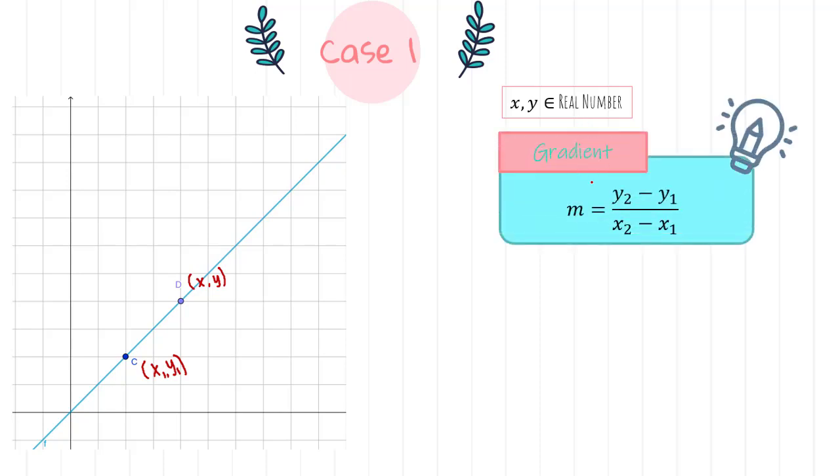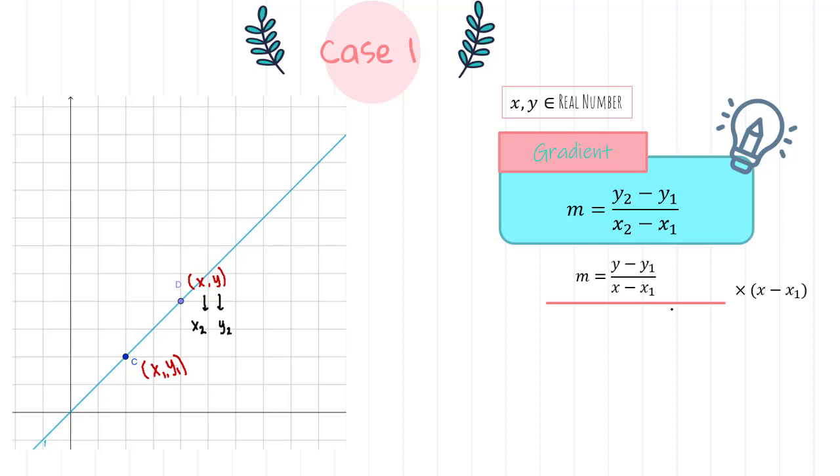And I know you still remember about how to find the gradient of line through 2 points, right? Which is m = (y2 - y1) out of (x2 - x1). And x and y is for x2 and y2. And now we just need to do a substitution to the formula of the gradient. And we will find m = (y - y1) out of (x - x1).